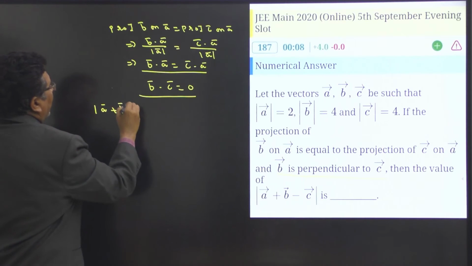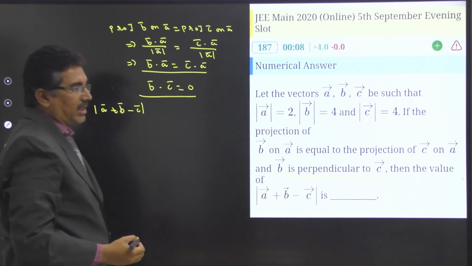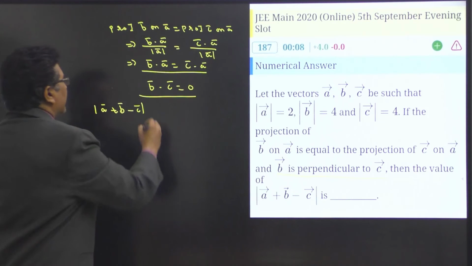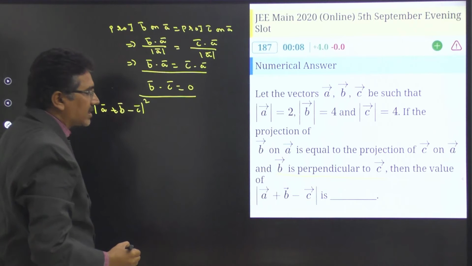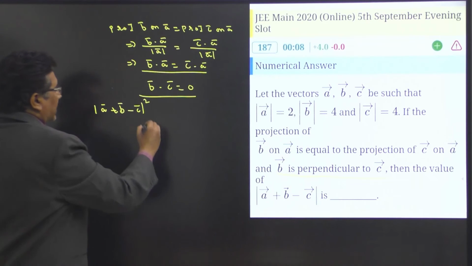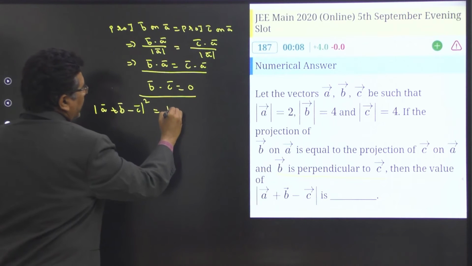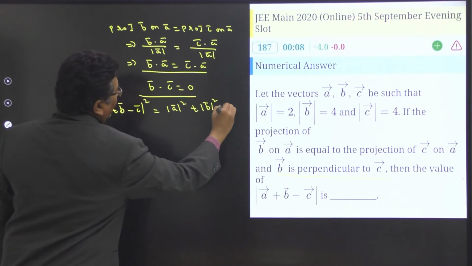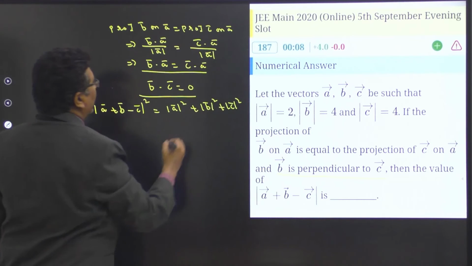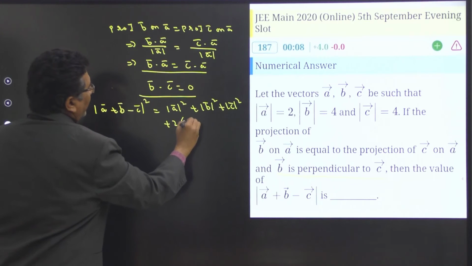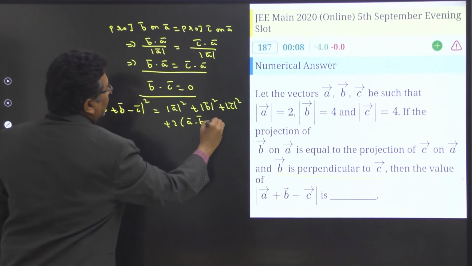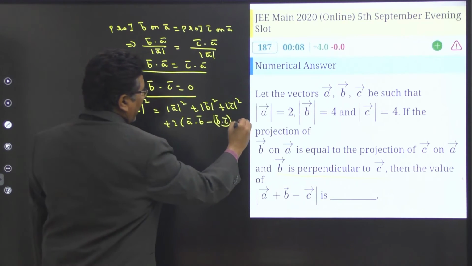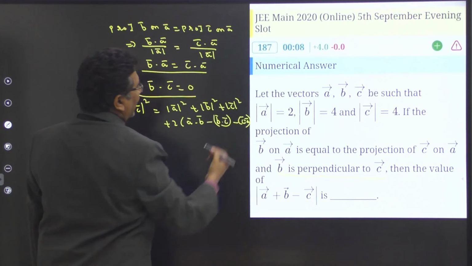For calculating the magnitude of a sum of vectors, always consider the square of that magnitude. What is the formula for this? That is equal to mod a bar square plus mod b bar square plus mod c bar square plus 2 times a bar dot b bar minus b bar dot c bar minus c bar dot a bar.